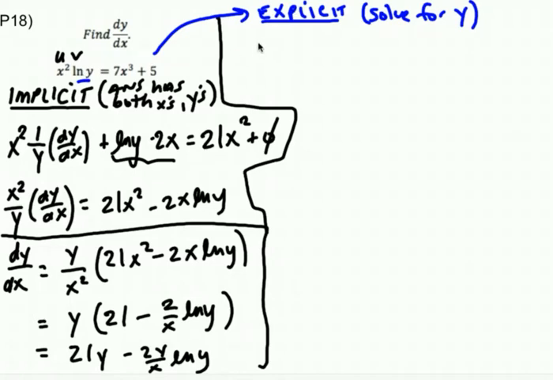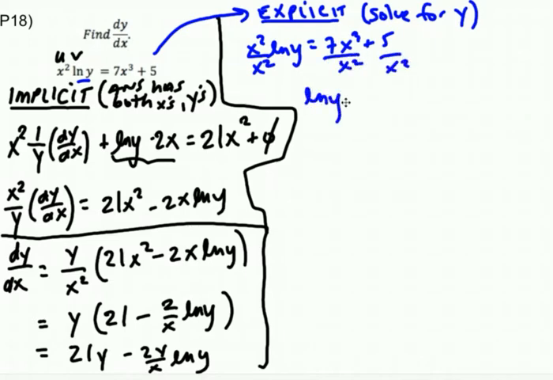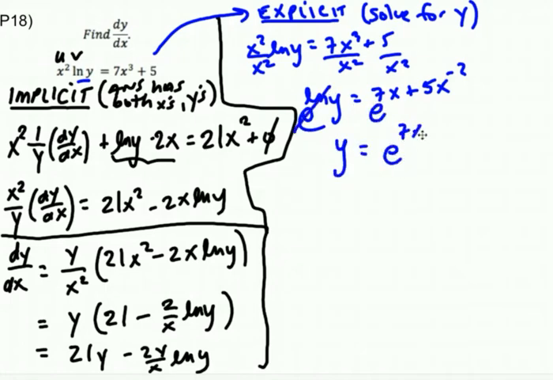Now, you can't always solve for y in every equation, but in this one there's only the one y, so you actually could. You have x squared natural log of y equals 7x cubed plus 5. You would start by dividing everybody by this x squared, and you'd get the natural log of y equals 7x plus 5x to the negative second, or you could leave that as 5 over x squared. If you exponentiate, which is how we get rid of natural logs, this y is equal to e to the 7x plus 5 over x squared, or 5x to the negative second, whichever you want.